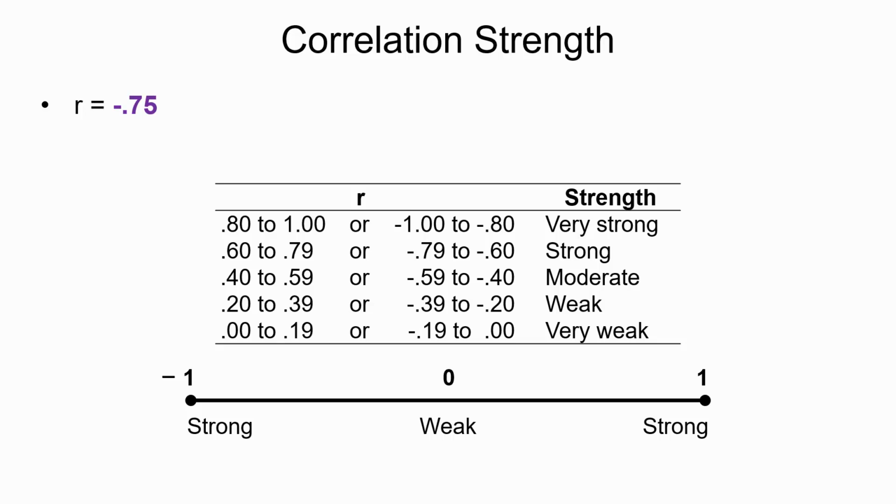A correlation of -0.75 is here on the continuum. -0.75 is between -0.79 and -0.60. Hence, this is a strong negative correlation.